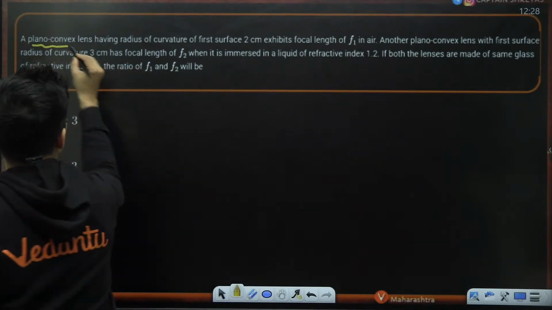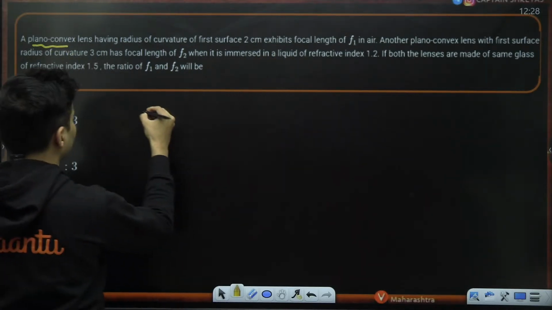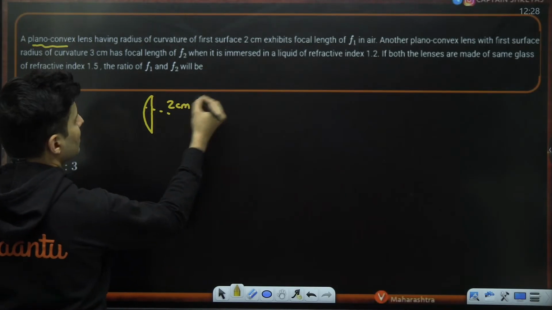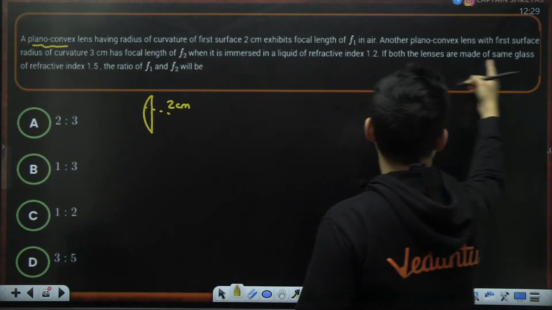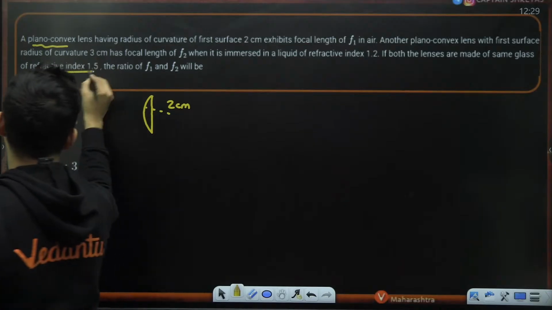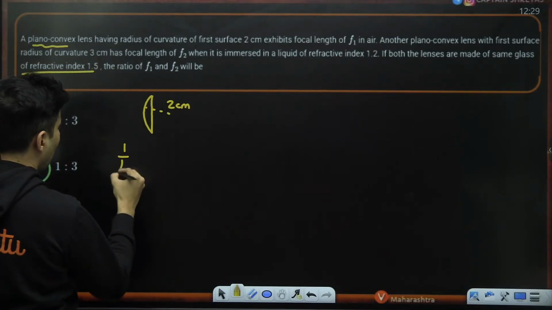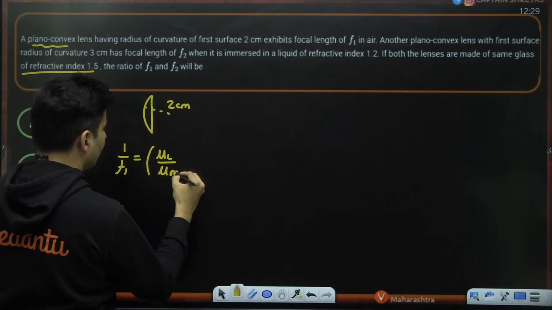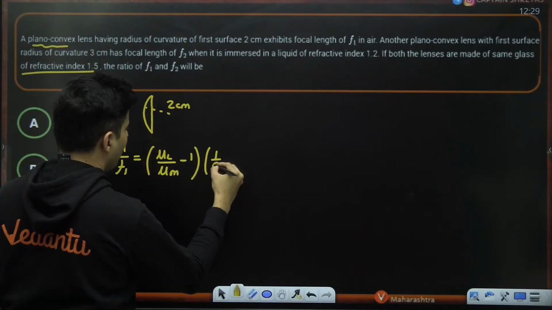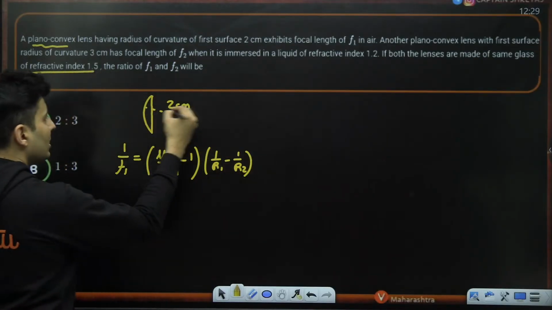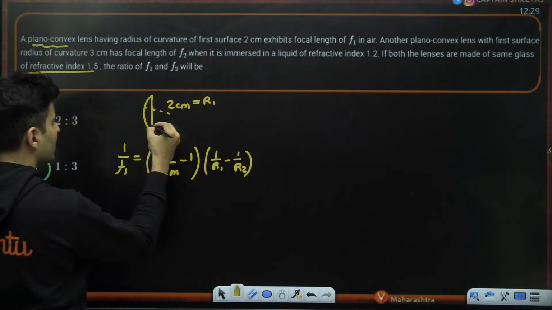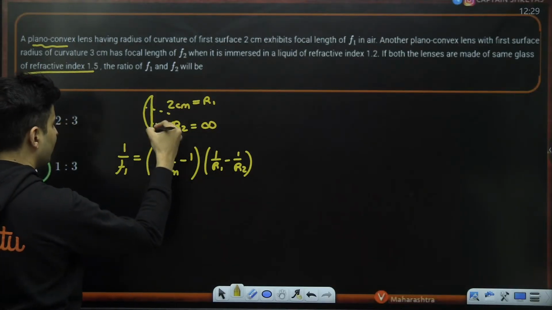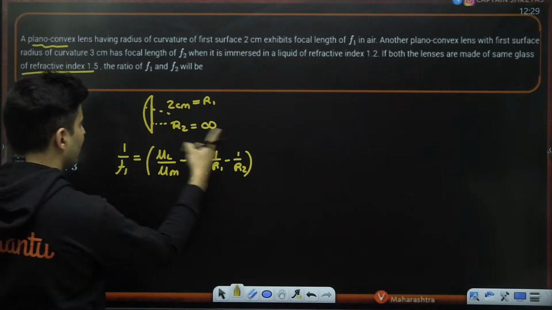A plano-convex lens having first surface 2 centimeter. Okay, so this is our plano-convex lens like this, and the radius is 2 centimeters. Both of them are immersed in a liquid. They are made of the same glass, refractive index 1.5. What is the ratio? So 1 by f1 will be relative refractive index minus 1, into 1 by R1 minus 1 by R2. So this is going to be R1, of course, but the value of R2 will be infinity because it is a plane surface. The first surface is fine, but the second surface will be infinity.